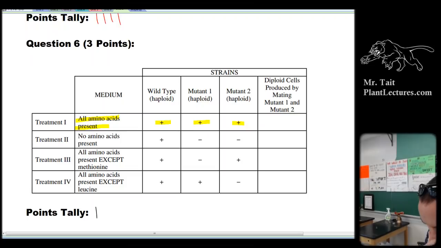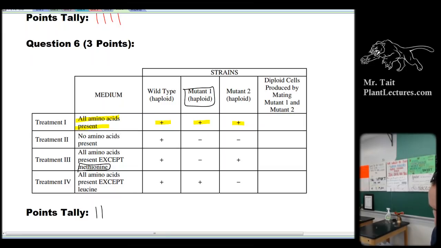The next part says, provide reasoning to explain how mutant 1 can grow in treatment 1 medium, but can't grow in treatment 3 medium. Well, if we look, treatment 1 has all the amino acids, but treatment 3 doesn't have methionine. And so that would indicate to us that mutant 1 does not have the ability to synthesize methionine. Right? Boom.